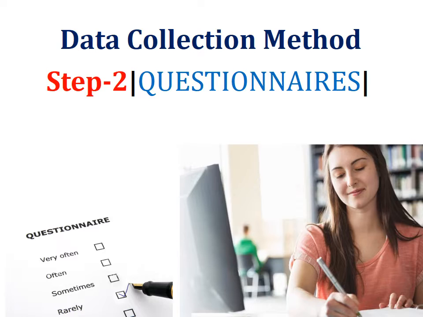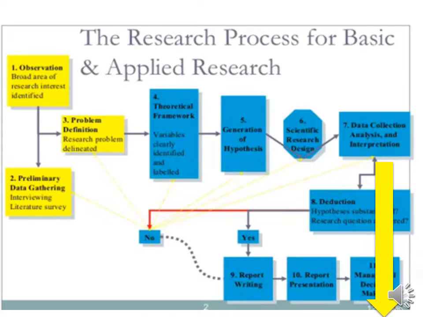Today we discuss the data collection method, step questionnaires. As you know, before step 2 we discussed data collection method step 1, which consists of interviewing. Today we are going to discuss the second part of the data collection methods: questionnaires. As you know, the research process for basic and applied research has step 7, data collection methods, analysis and interpretation. But now we focus on data collection methods and discuss the guidelines about data collection.